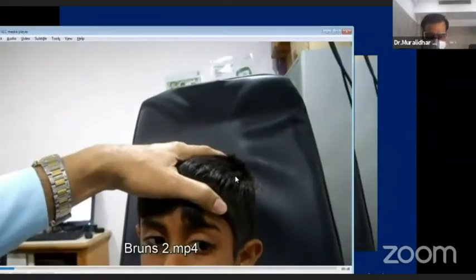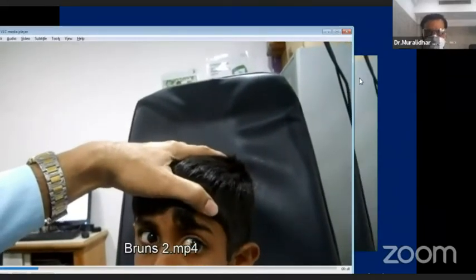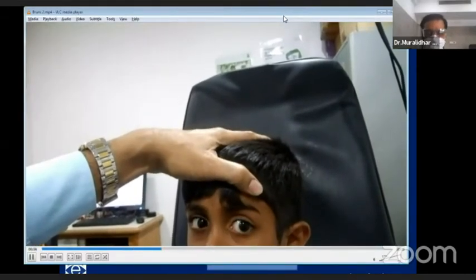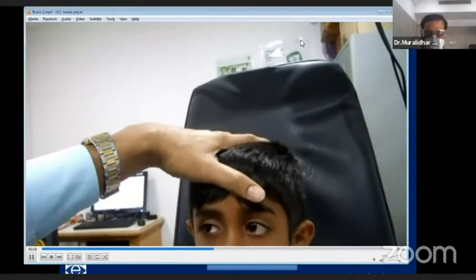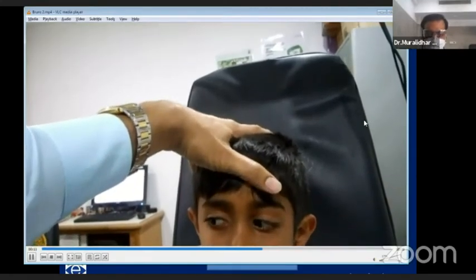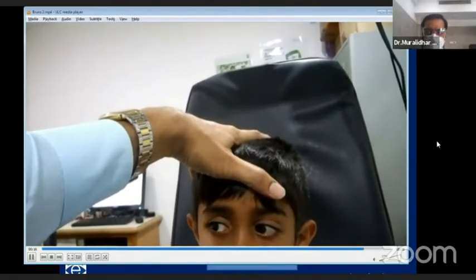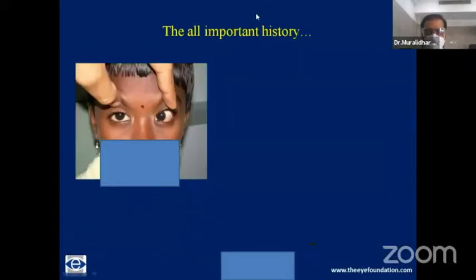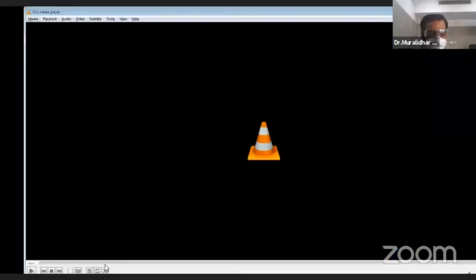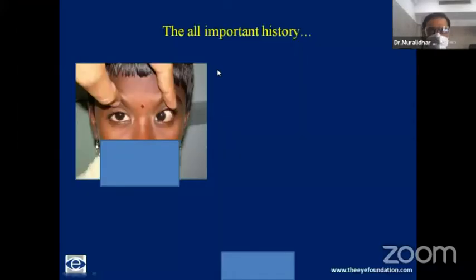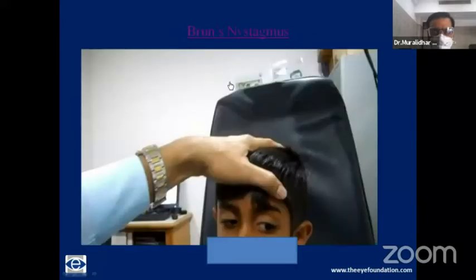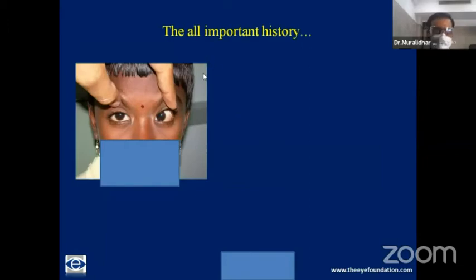And he has this very characteristic feature. Look at the characteristic of nystagmus in this patient: large amplitude but low frequency on looking to the left, whereas on looking to the right it changes characteristic to high frequency, low amplitude nystagmus, a very typical Bruns nystagmus. This patient had a CP angle tumor, a very textbook description of CP angle tumor.